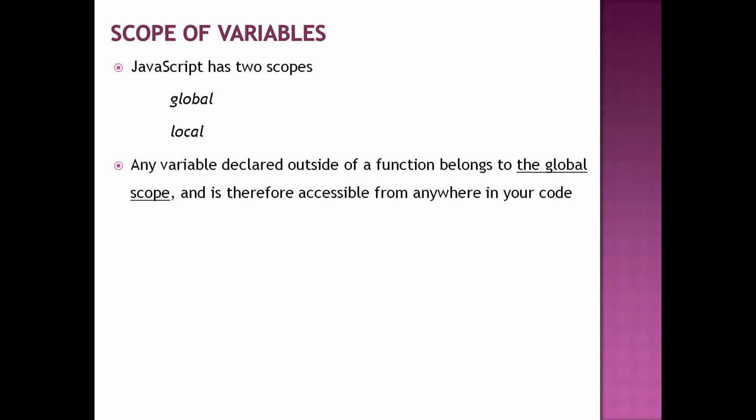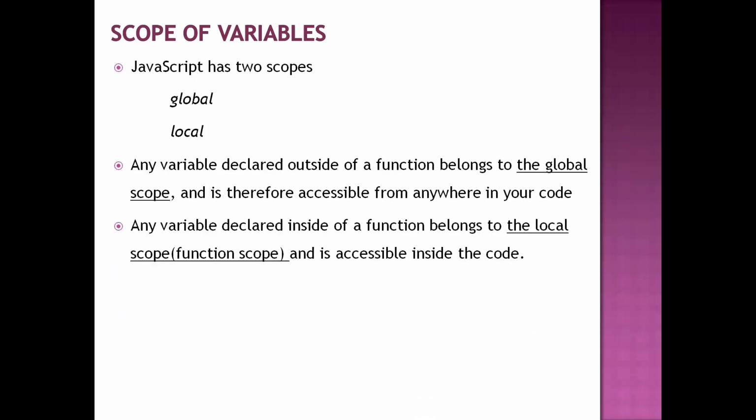Okay. Now consider the scopes of the variable. Just like other programming languages, here also JavaScript variables have some scope, like global scope as well as local scope. Any variables declared outside a function belong to the global scope, and you can use those variables anywhere in your code. Similarly, if you declare any variables inside the function, then they belong to the local scope or function scope, and you can access those variables only inside that function.